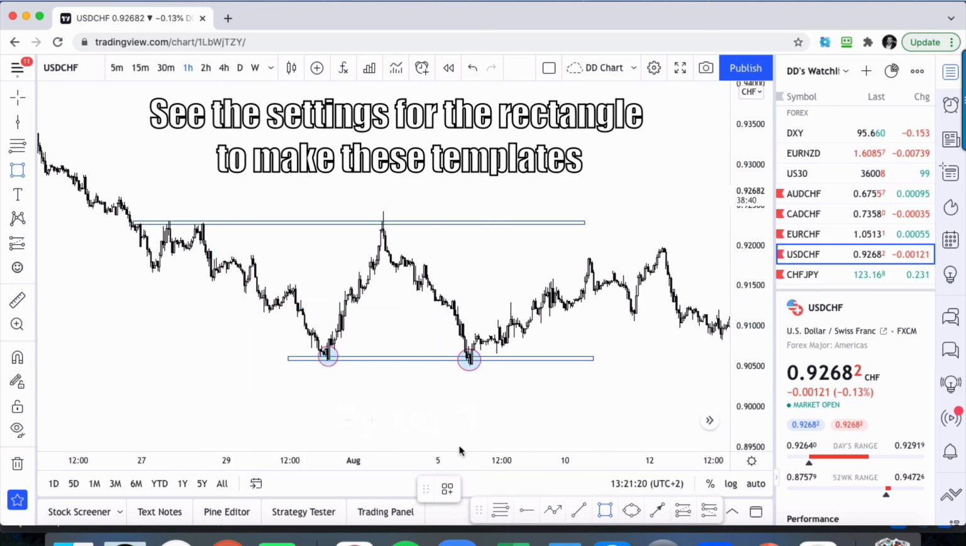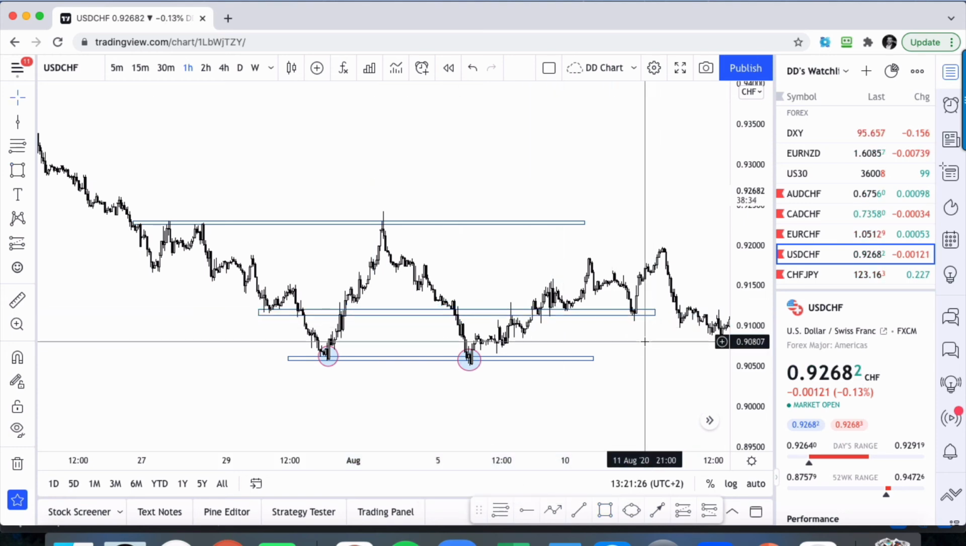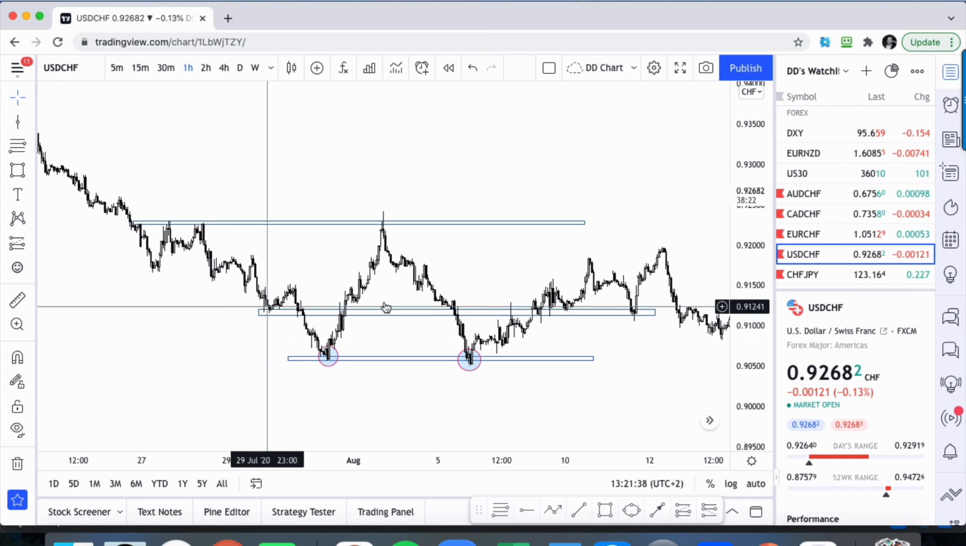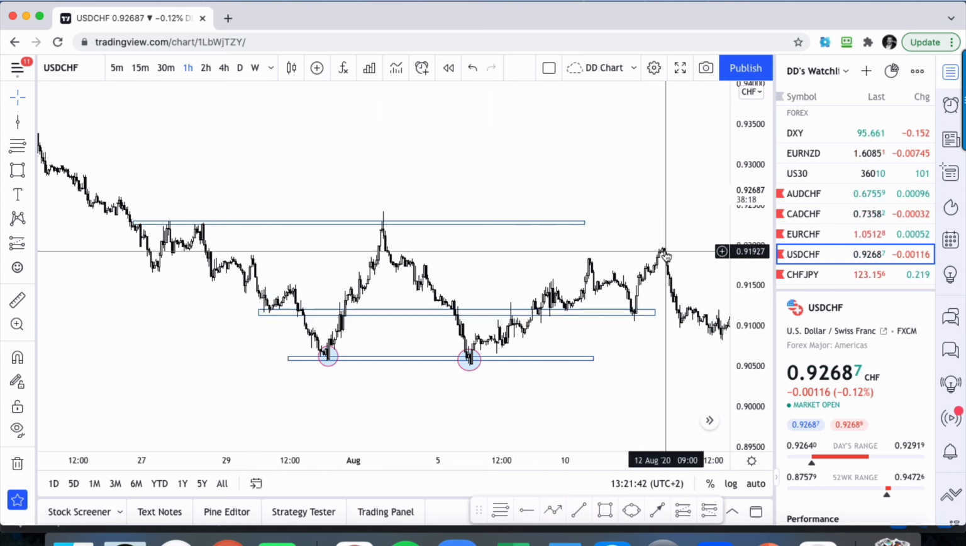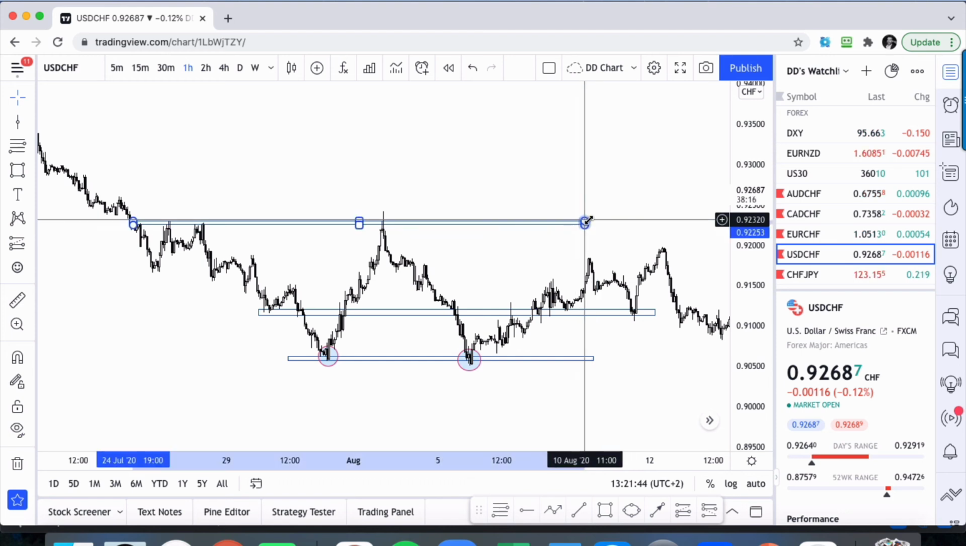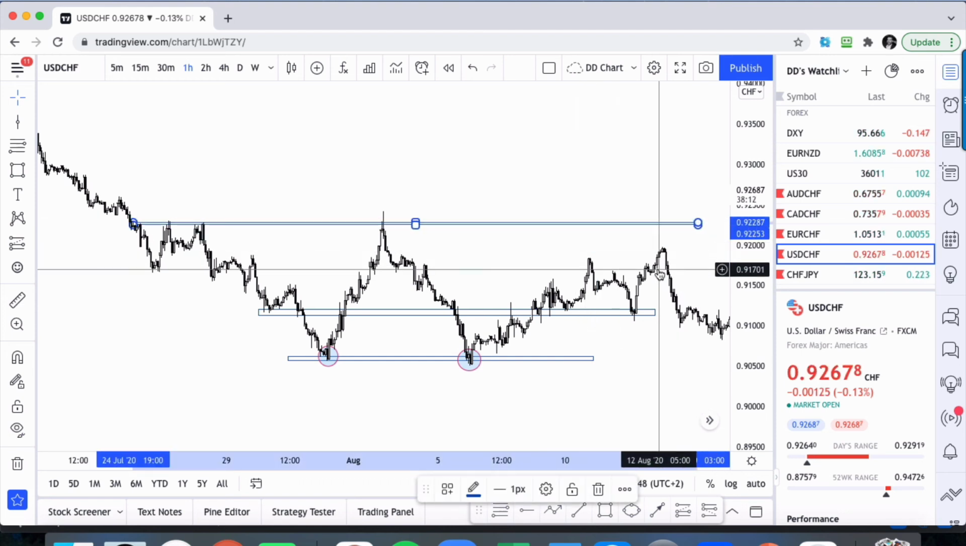I like to make templates with these rectangles: if I'm in a 4-hour chart, I use one color for my rectangle, and if I'm in a daily chart, I use another. This way, when I'm looking at a 1-hour chart, I'm able to tell which is the daily support, which is the 4-hour support, etc. So it found some support here, and it's going higher. It didn't get all the way to the top over here, but we're noticing that this might be a spot as well.